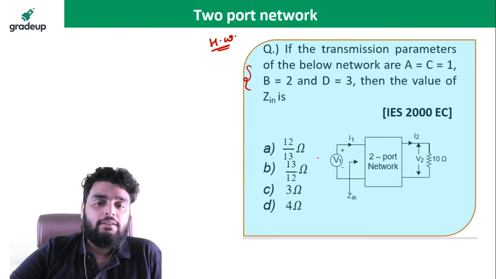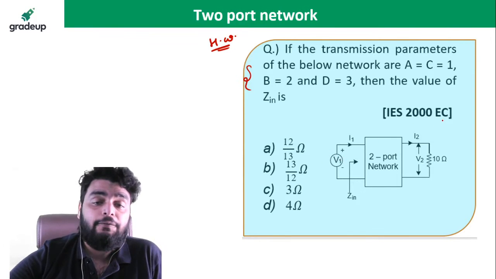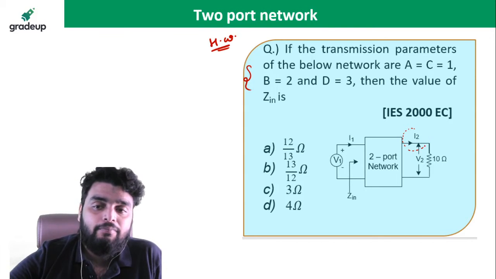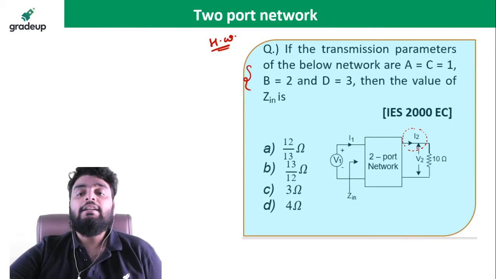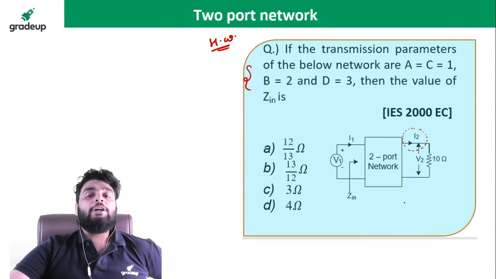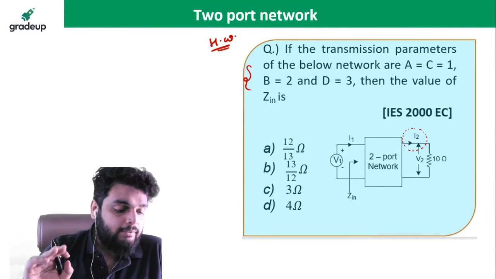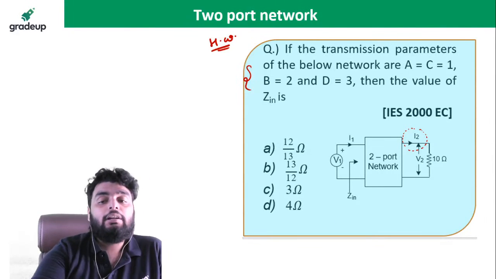So this is the homework question, and see very carefully the direction of current I2 here. It is leaving the network. So solve this question carefully and give the answer in the comment section.